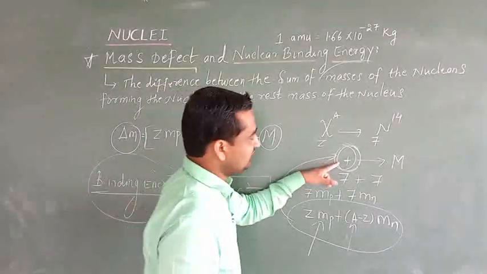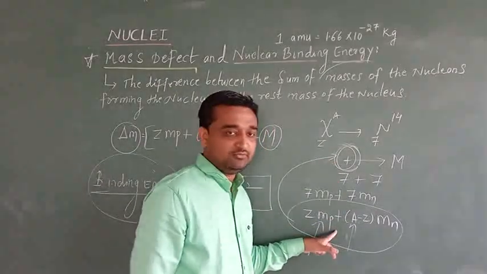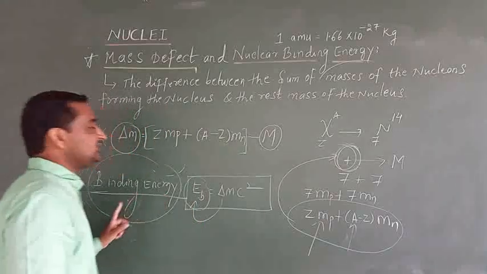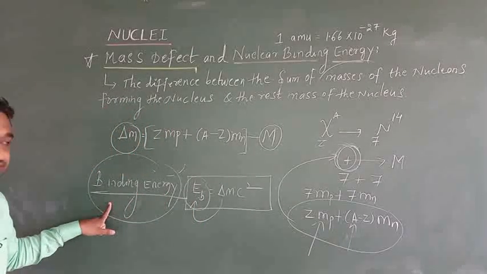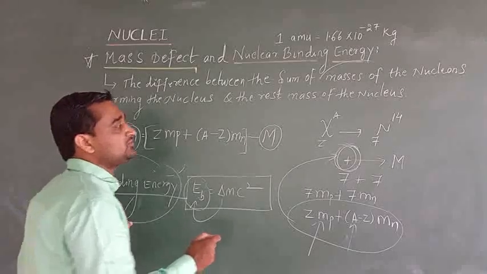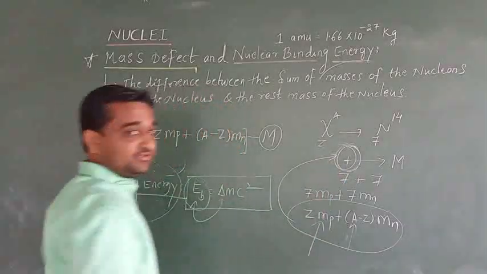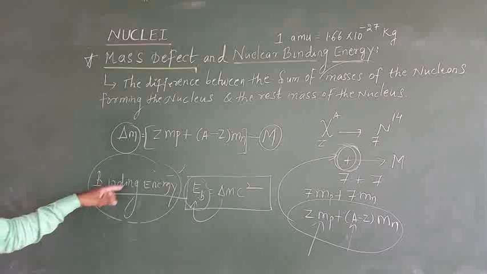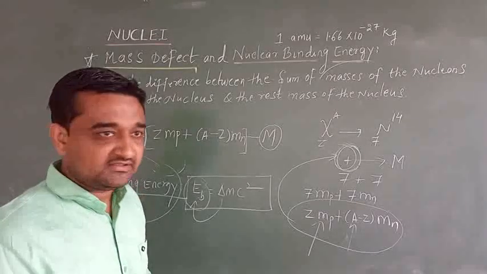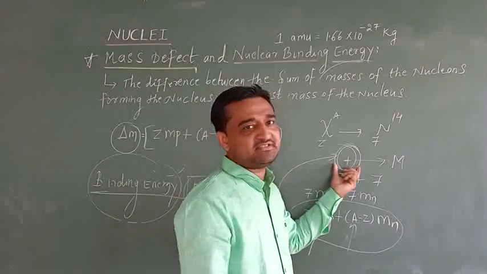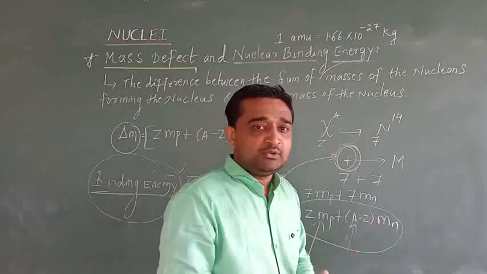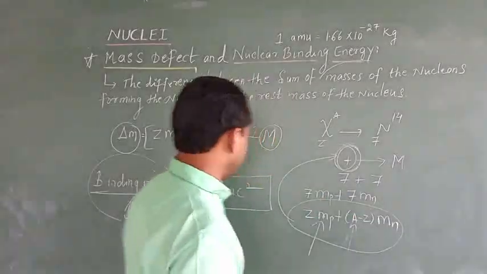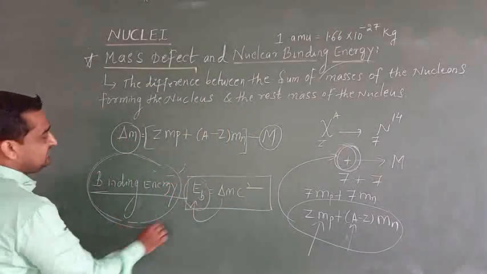To form the nucleus from its nucleons. Right? Binding energy means it is the amount of energy required to bind the nucleons to form the stable nucleus. Or it is also called the amount of energy required to break the nucleus into its constituent nucleons. Here, even to break the nucleus and separate the nucleons, what happens? This amount of binding energy is required.